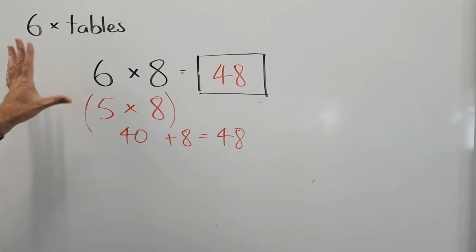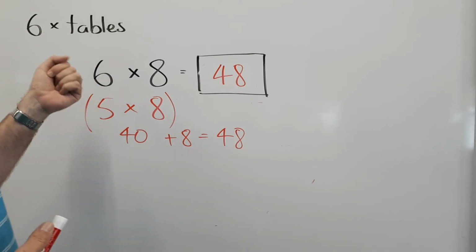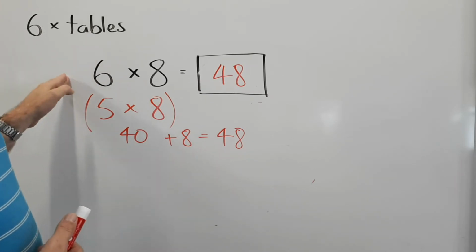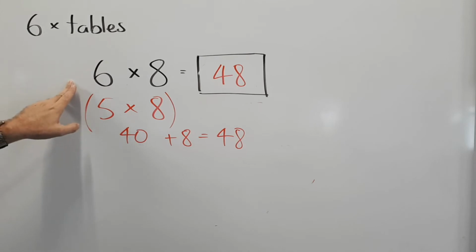This also works for the 7 times table by splitting it into 5 and a double, but we'll get into that in another video. We're talking mainly about our 6s here. So that's a handy dandy little trick you can use if you get stuck with your 6 times table.